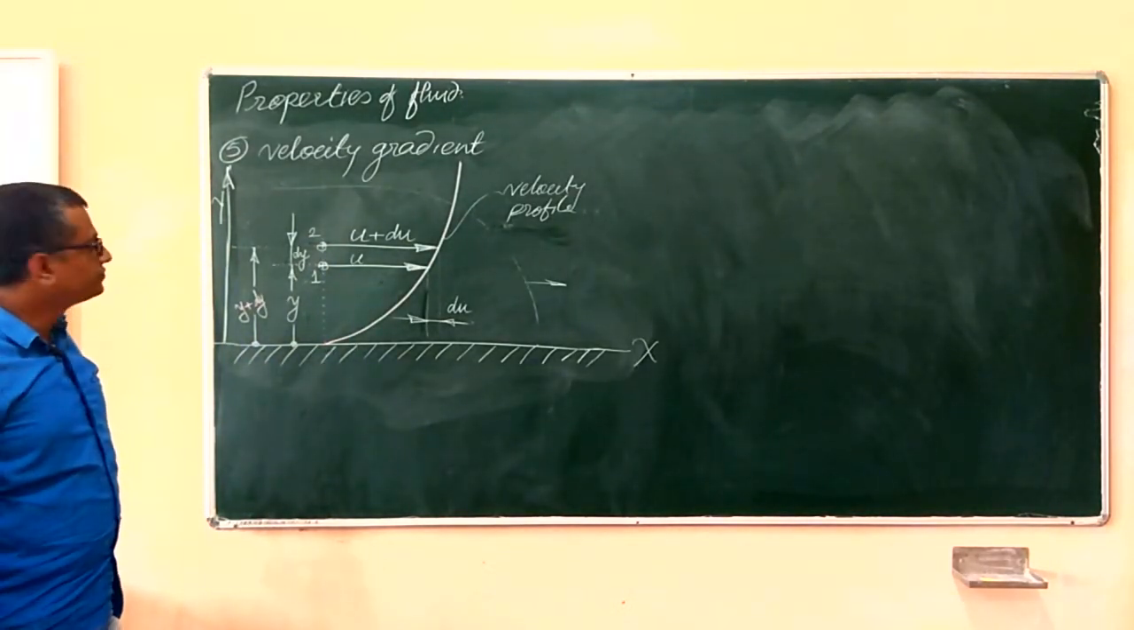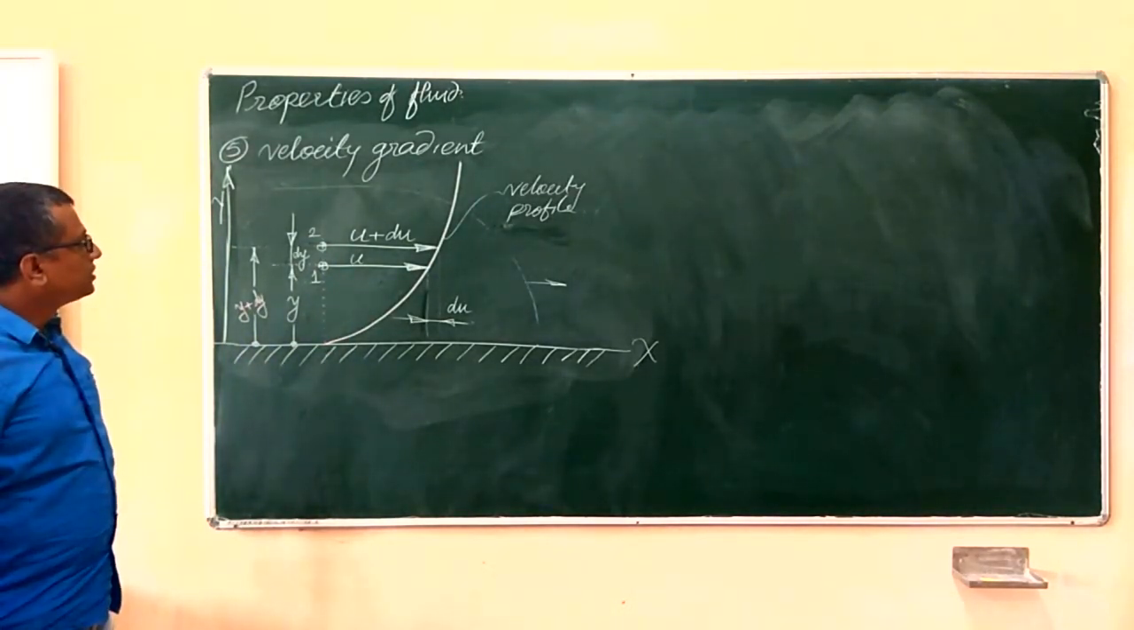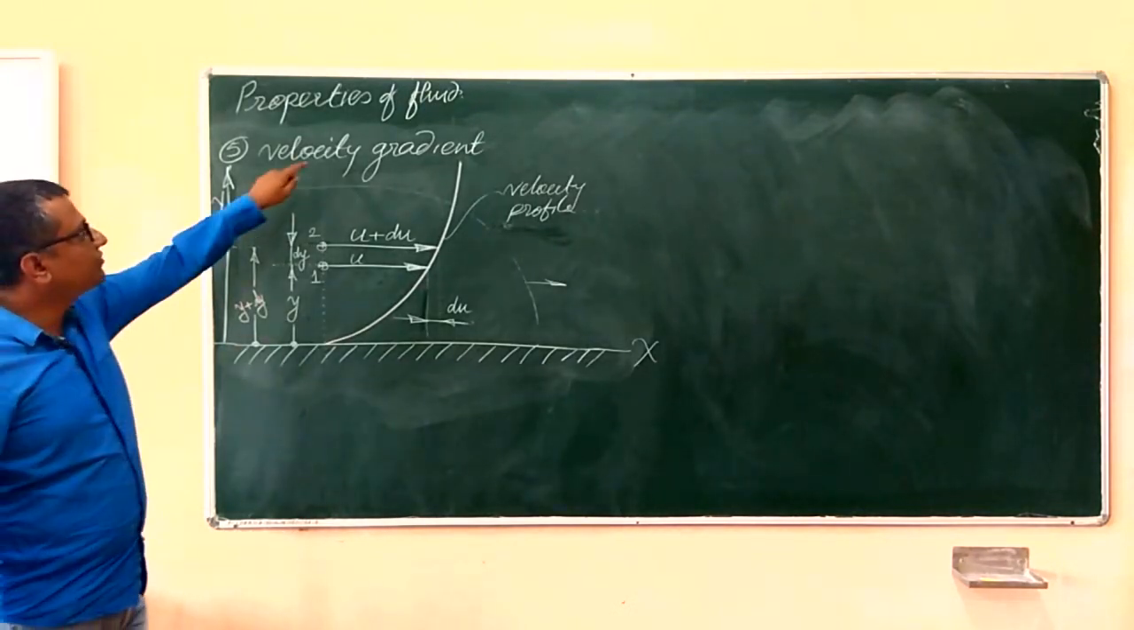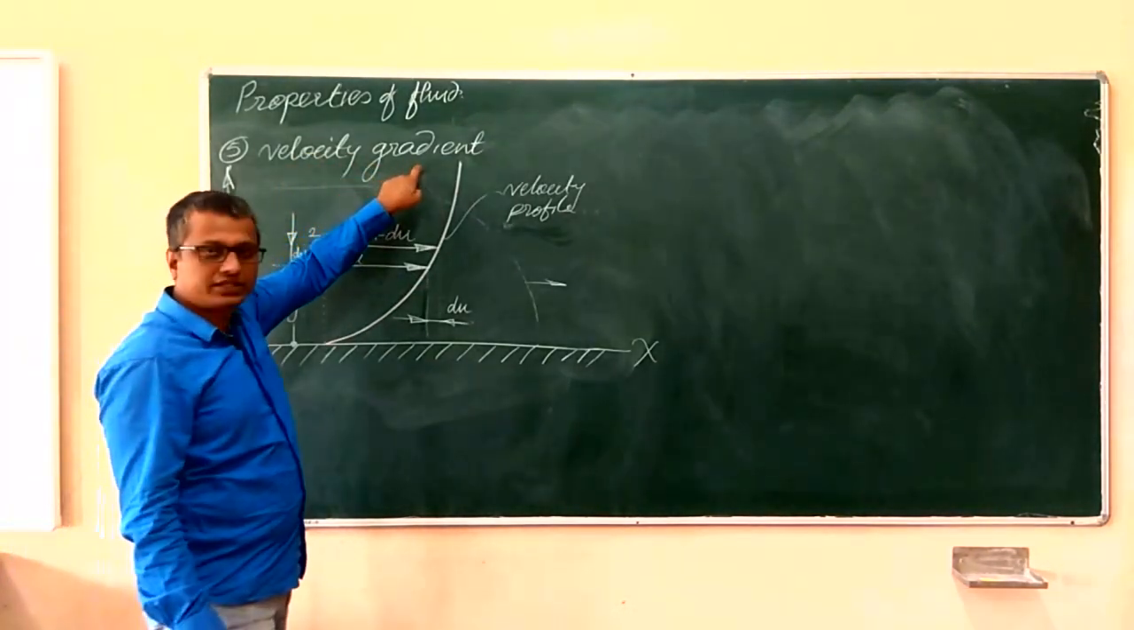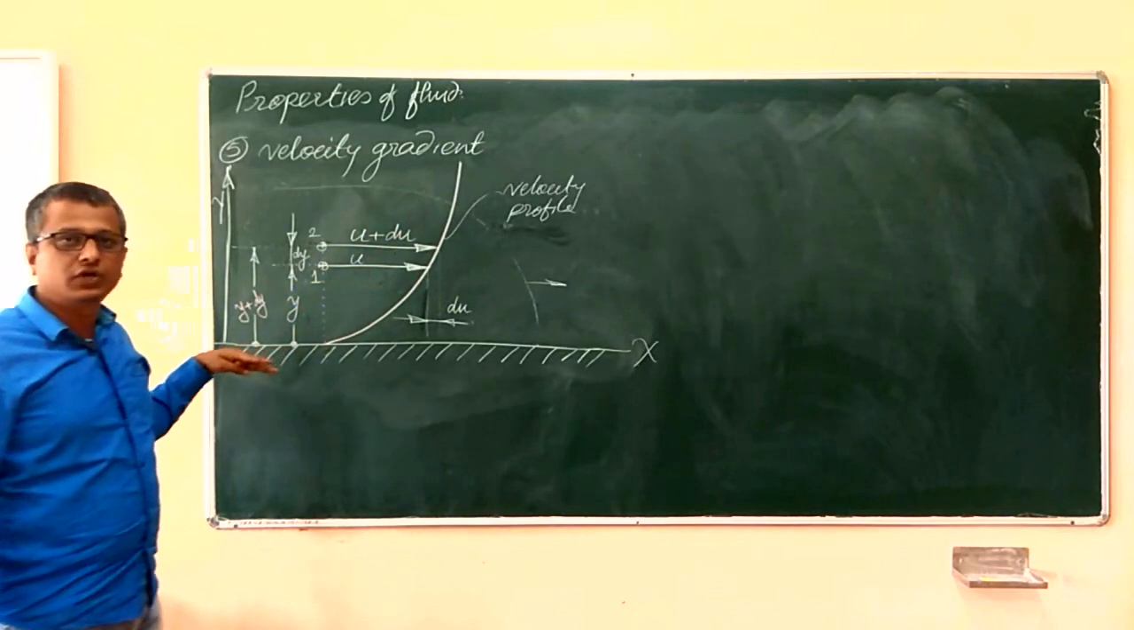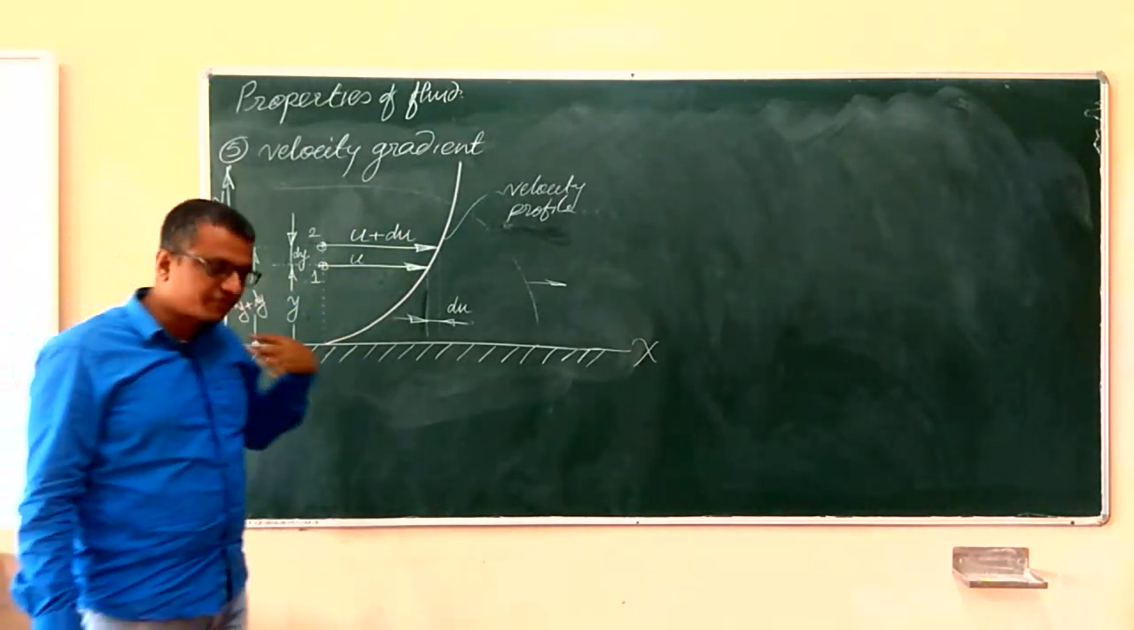It is u plus du. Now let us define the term velocity gradient. Now I think you understood the behavior of the fluid flow. How does the fluid flow take place over a flat surface?